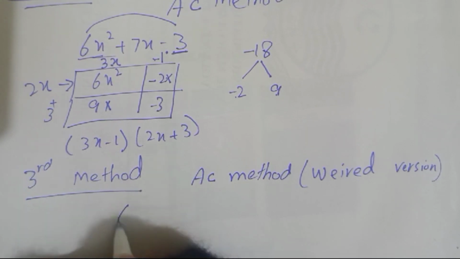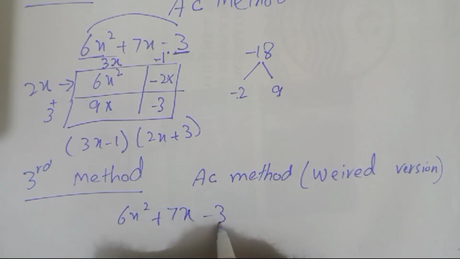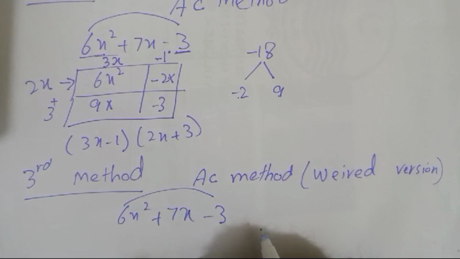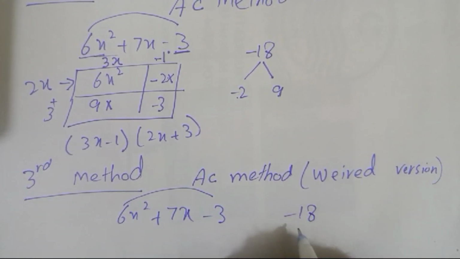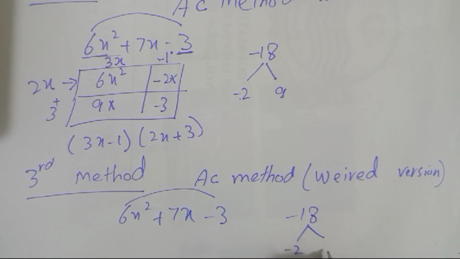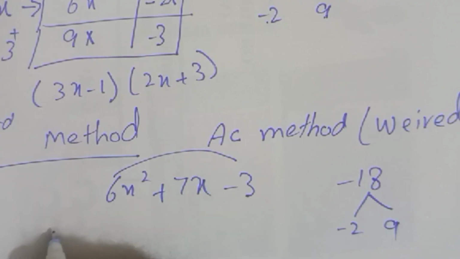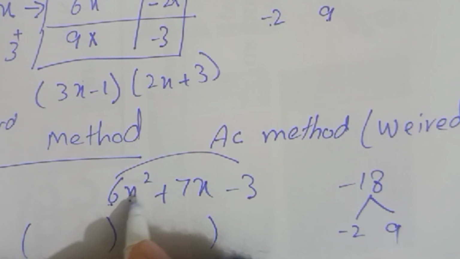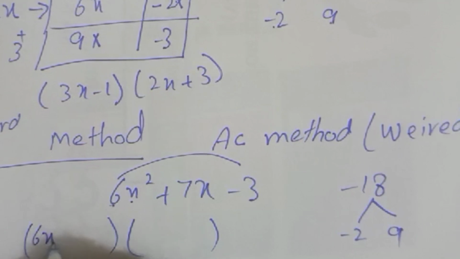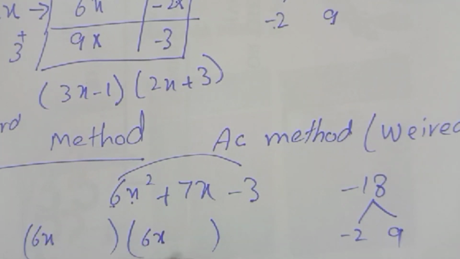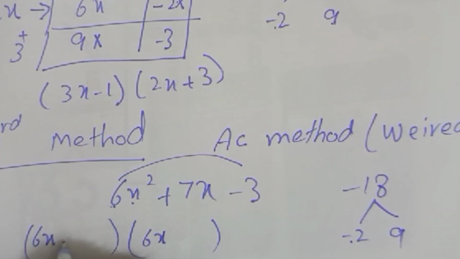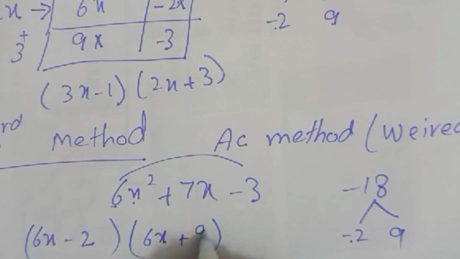Our third method is the AC method, the word variant. Let's start. Our question is 6x squared plus 7x minus 3. If we multiply 6 and minus 3, we get minus 18, and again we split this number into minus 2 and 9. We draw two sets of parentheses like this. Its first number is 6x squared, so we write 6x here and also here, and the factors are minus 2 and 9, so we write here minus 2 and plus 9.